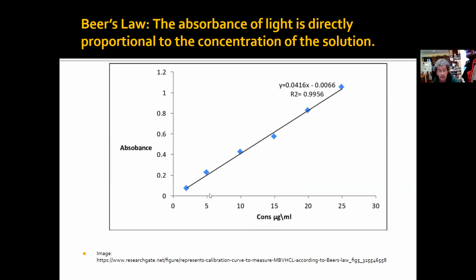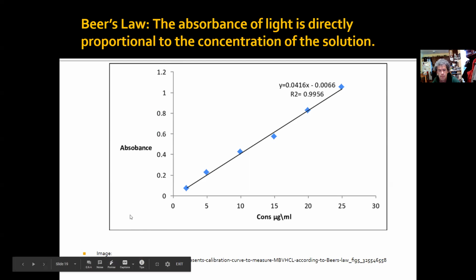Let's say you had an unknown substance, of unknown molarity. Once you have your calibration curve, you can then use that calibration curve and potentially the equation for the line to figure out what's the concentration of an unknown molarity solution.